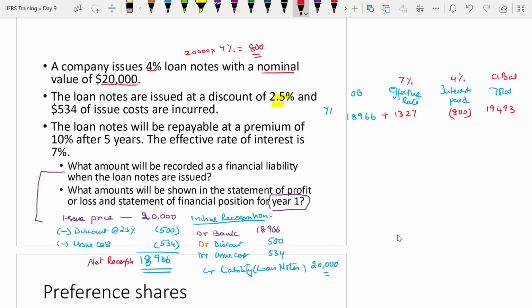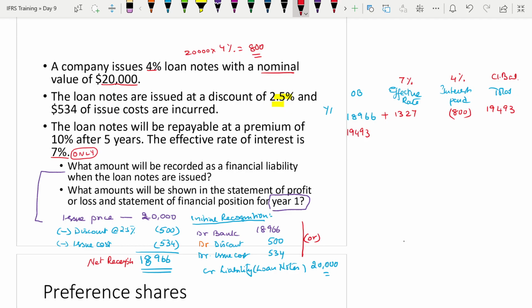Now for the second year, if we are going to account for it, the effective rate will be 7% or 10%? No, 7%. How will it change? Once they say the effective rate is 7%, it will be 7% only. Now, I will have a discussion on this.